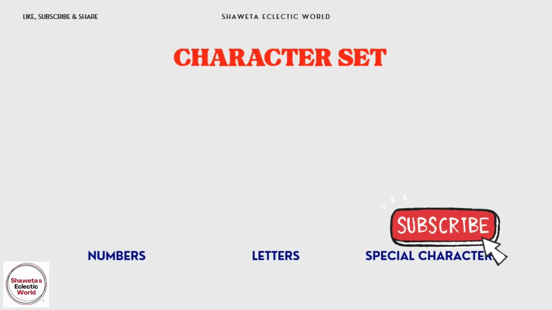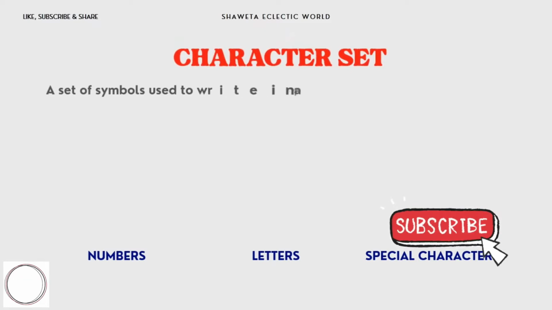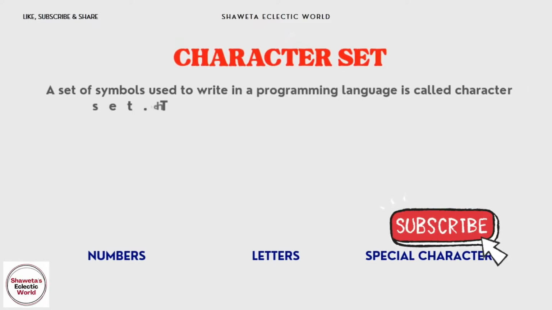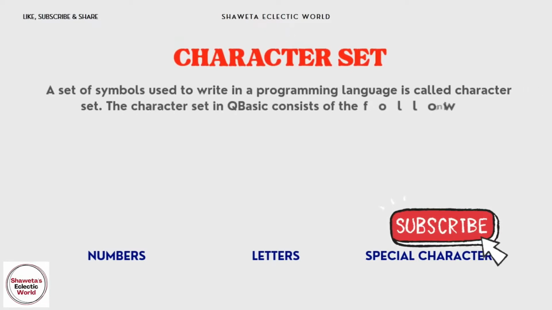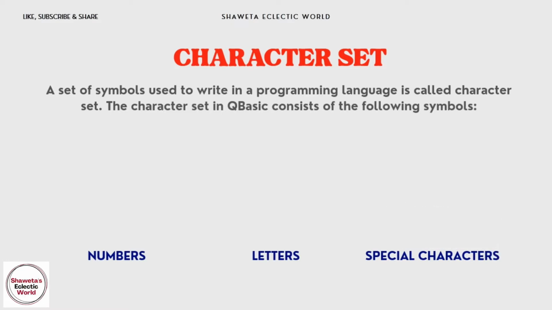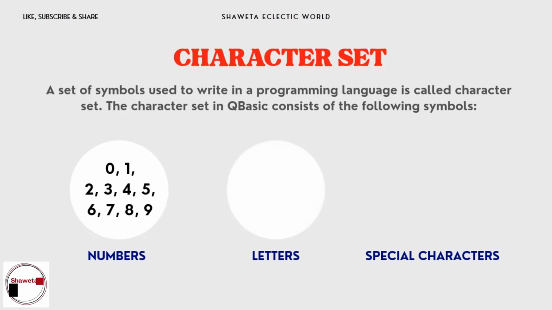First of all, we will discuss character set. A set of symbols used to write in a programming language is called character set. The character set in qbasic consists of the following symbols. The first one is numbers. In numbers, there are 0, 1, 2, 3, 4, 5, 6, 7, 8 and 9.